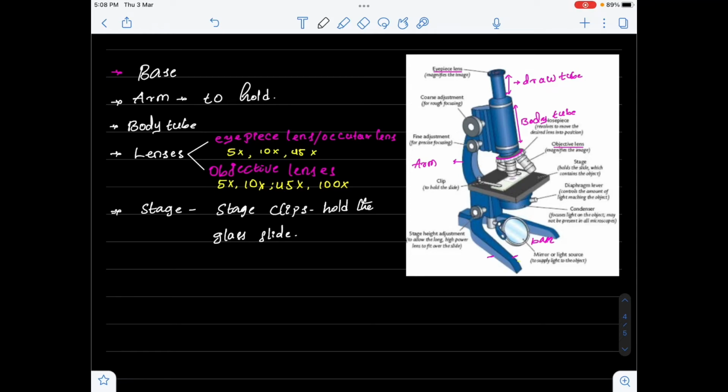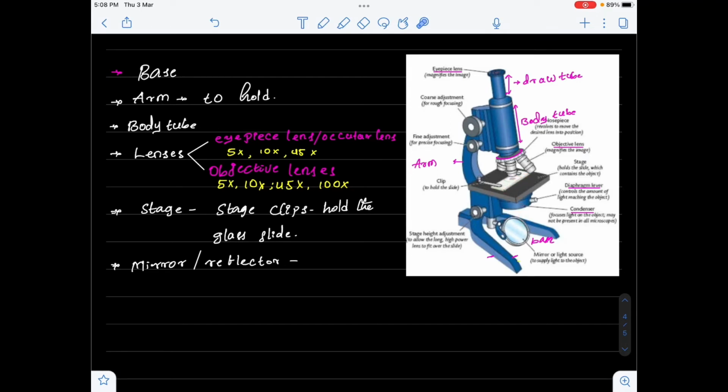Next, just below the stage, there is another important part, which we call the condenser. In this condenser, we can see the presence of a diaphragm lever, and there is a slit present which passes through this stage. Below this condenser, a mirror is present. This mirror acts as a reflector. Whatever light falls on this mirror will be reflected and passes through the slit present in the stage.